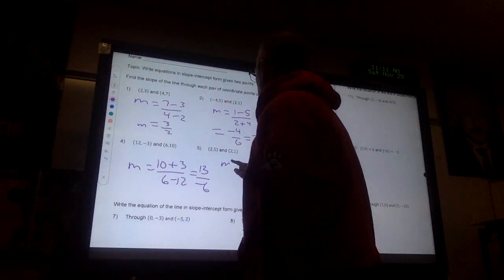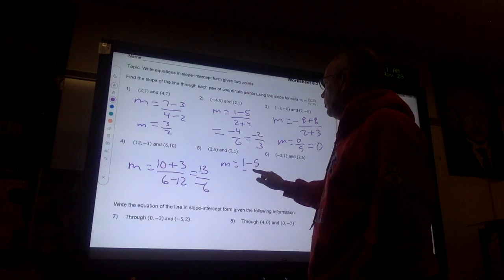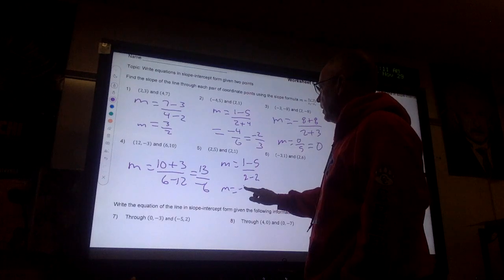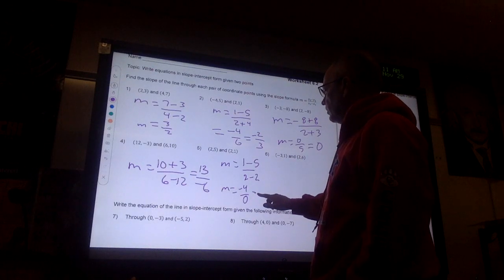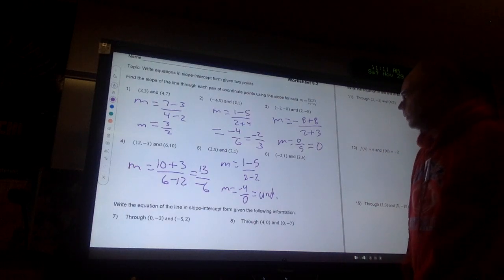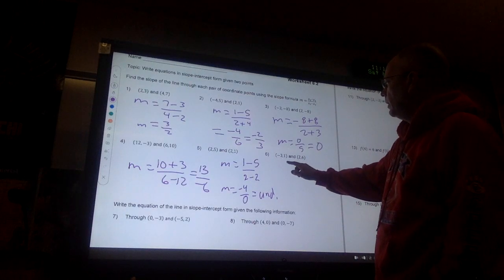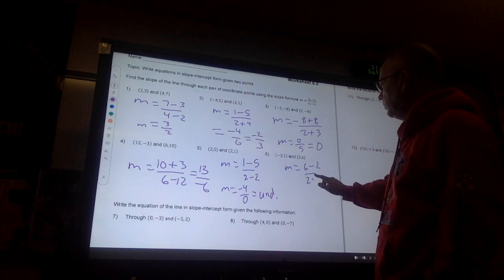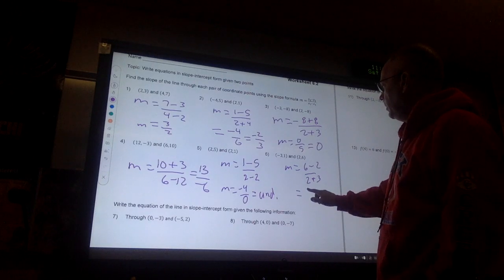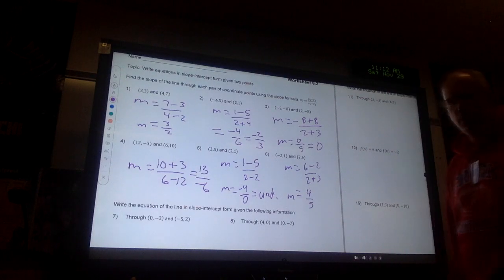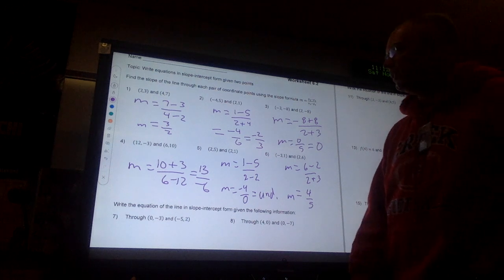My equation here, I'm going to go 1 minus 5 over 2 minus 2. I get 0 on the bottom, so 0 on the bottom. So this is undefined. UND for undefined. And this one, we're going to go 6 minus 1 over 2 minus minus 3, which is 2 plus 3. So that's going to give me 4 over 5. Okay, make sure you talk to your teacher if you have questions about this.